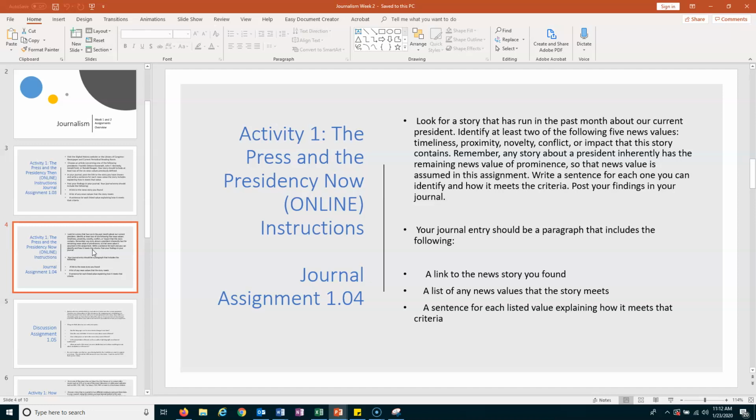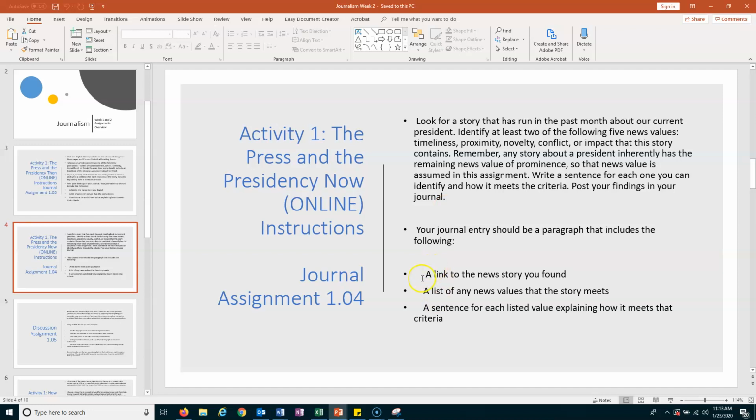So what you're doing for this assignment is looking for a news story that's run in the past 5 months about our current president, which is Donald Trump, right? You need to find a story that has at least 2 of the 5 news values. Okay, so 2 of the 5, right? Remember, any story about a president inherently has the news value of prominence, so that news value is assumed in this assignment. Writing a sentence for each one, you can identify how much it meets the criteria, and post your findings.